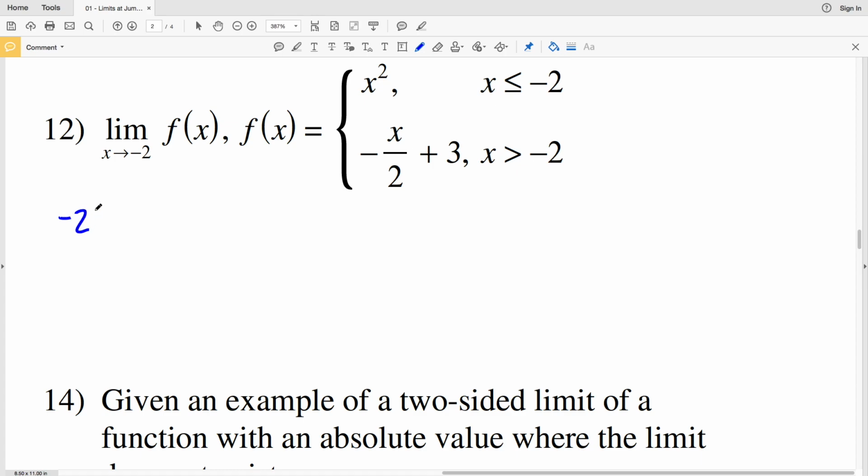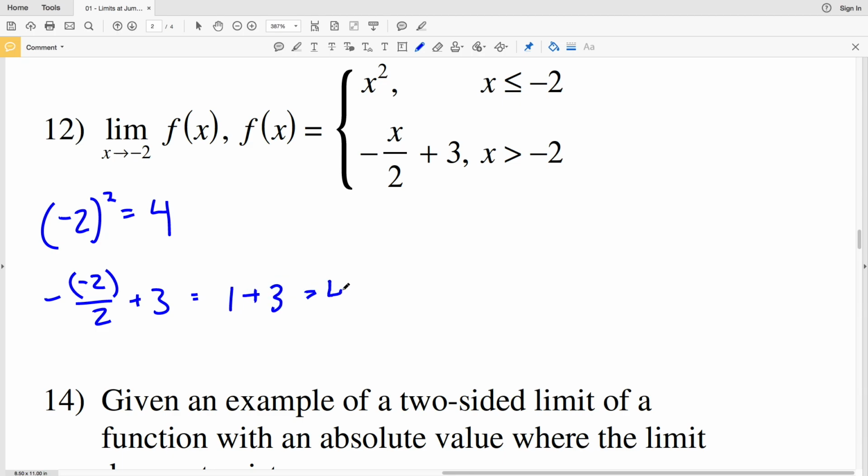So plugging -2 in for the first piece, that's going to be -2 squared, which is 4. Now plugging -2 in for the second piece, that's the opposite of -2 over 2 plus 3, which -2 over 2 is -1, and the opposite of -1 is +1, so that's 1 plus 3, which equals 4. So because 4 equals 4, the limit exists, and the limit is 4.